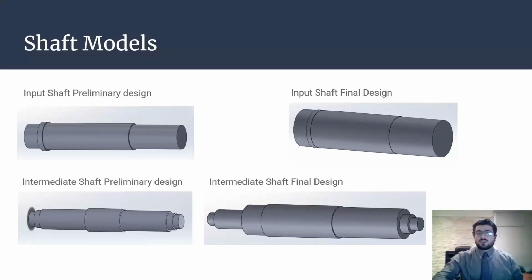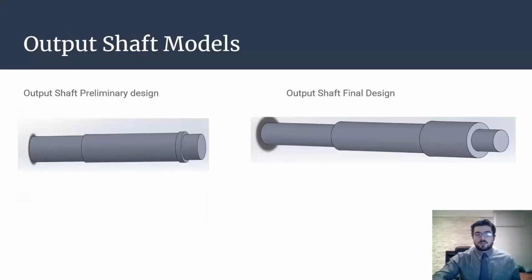So the gear changed thickness, and there's a large section of the shaft on the left, the left part of the model, that allowed us to save mass because the gear step didn't need to be that long. This was also seen in the output shaft as that gear also changed, which is right here. The output shaft preliminary design versus the final design.